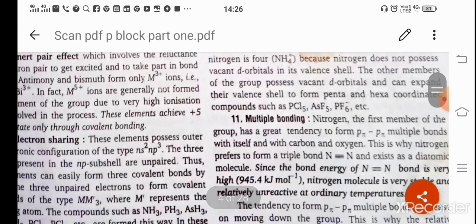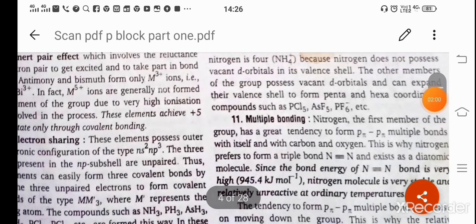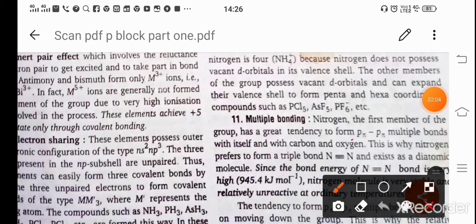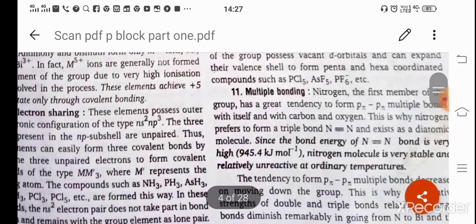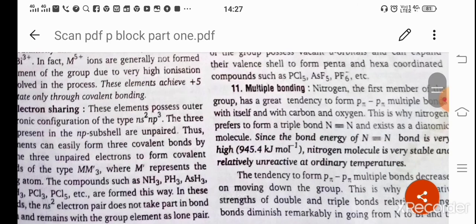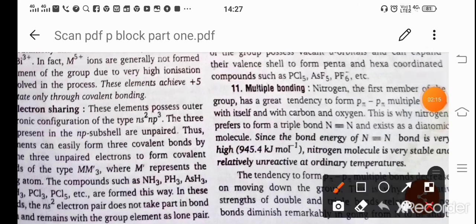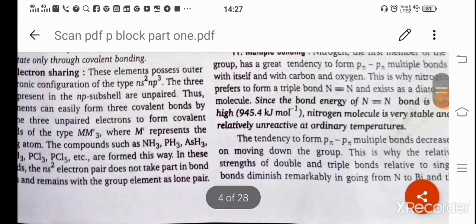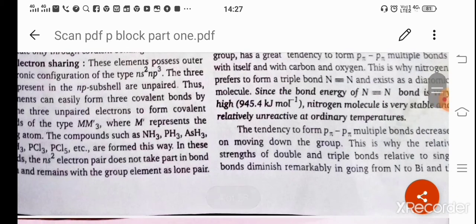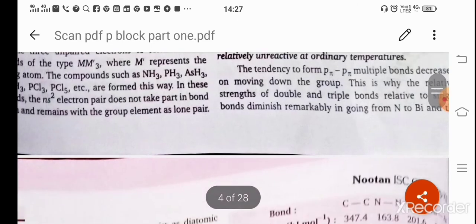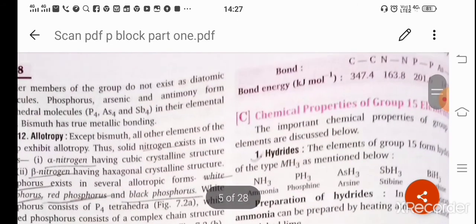Multiple bonding: nitrogen and all the rest of the elements also form multiple bonds. Nitrogen is easily able to form p-pi bonding because of its small size and high electronegativity. It is highly unstable with a single bond, so nitrogen is very stable with a triple bond. Other elements of this group also have the ability to form multiple bonds, but they form d-pi bonding because of the availability of d orbitals.